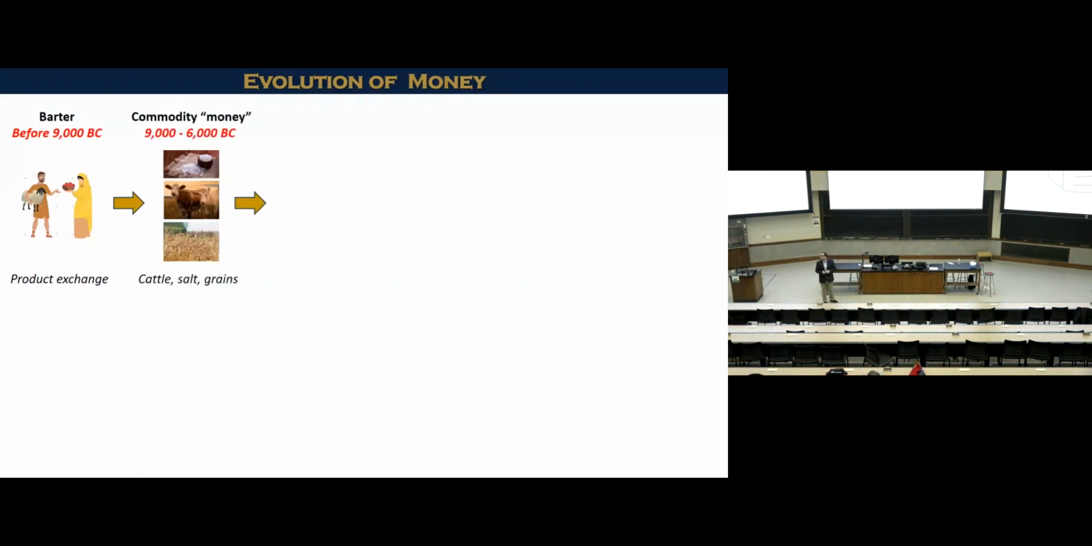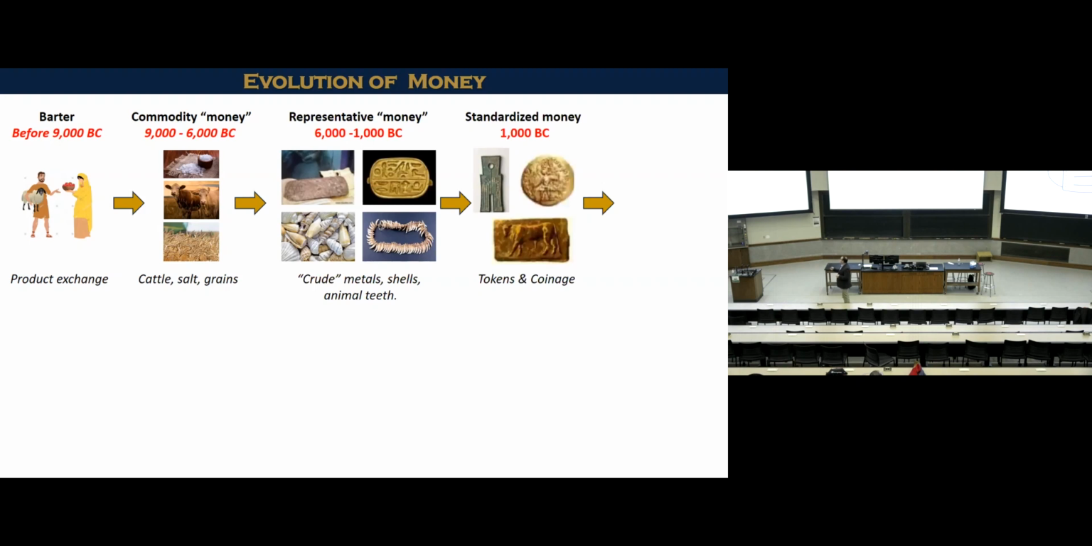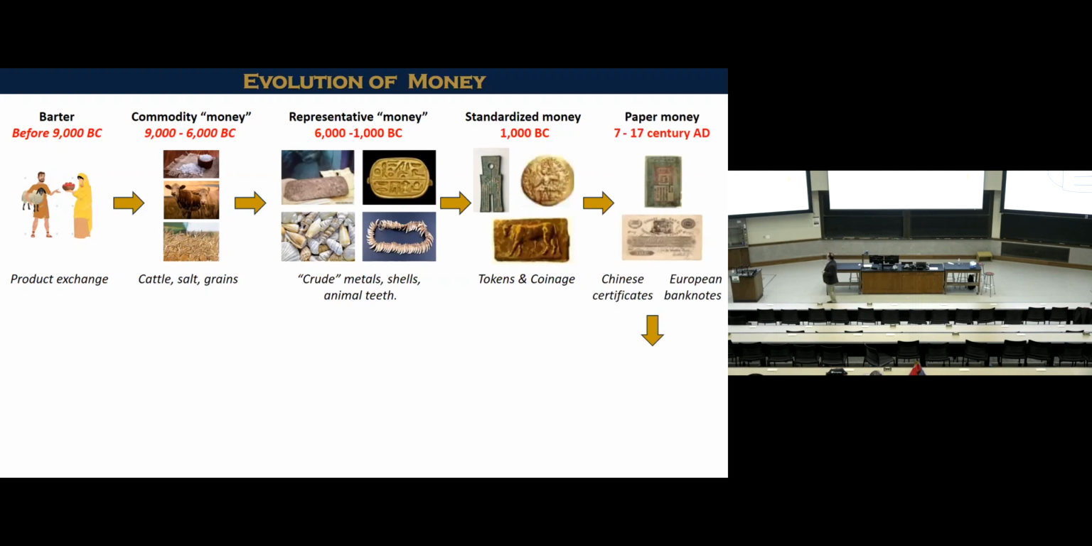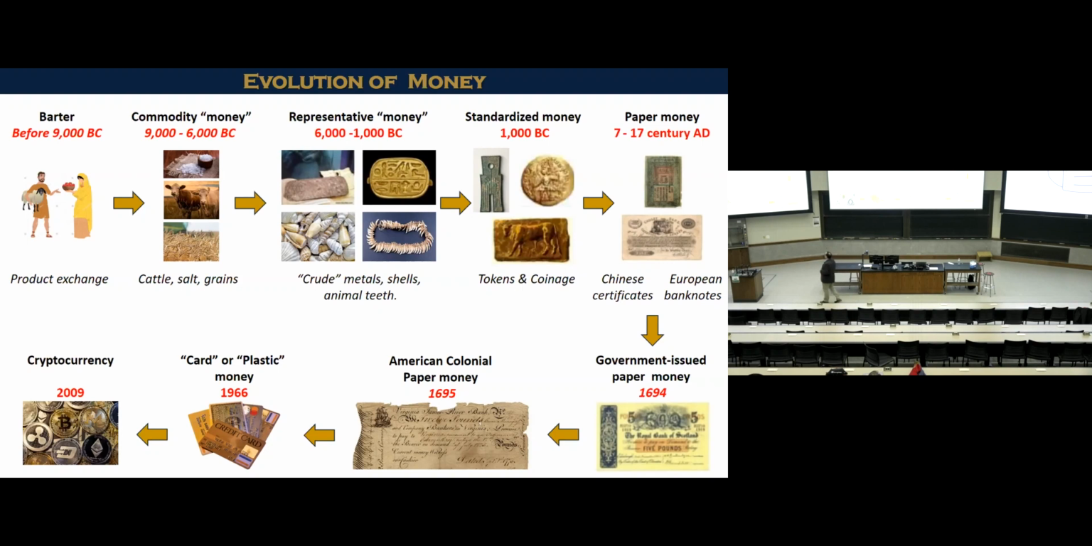I also wanted to give some introduction about the evolution of money. I'm sure you know this, but I just want to highlight it. At the beginning, there was no money. It was only a barter system. People traded products, and eventually a new form of money, called commodity money, came at about 9000 BC. Those were primarily salt, grains, and livestock. Eventually, people started to use random objects at the beginning, crude metals, and then even shells and animal bones and teeth and stuff like that.